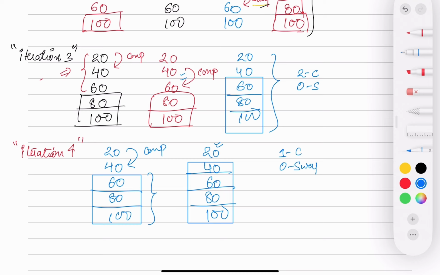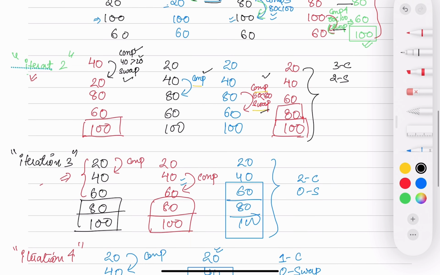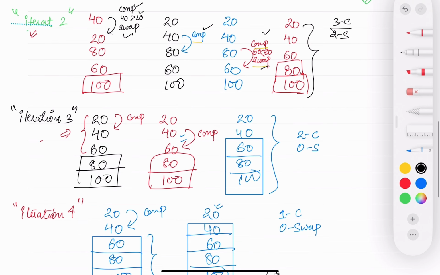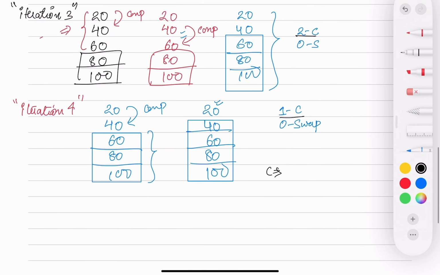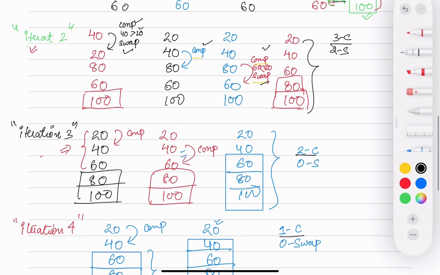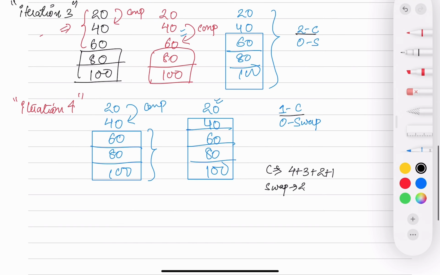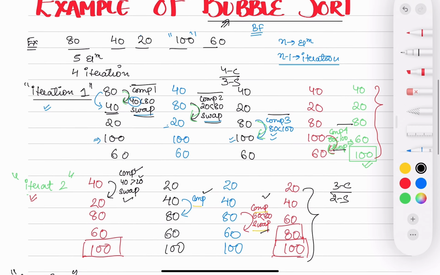So if I talk about how many total comparisons we made, 4 plus 3 plus 2 plus 1. And how many swaps did we do? We did 0, 0, 2 plus 3. This is 10 comparisons, this is 5 swaps. So this is how the bubble sort algorithm works.